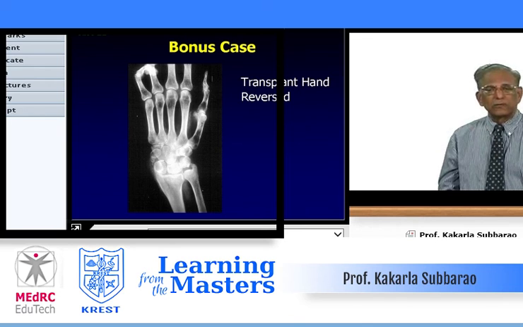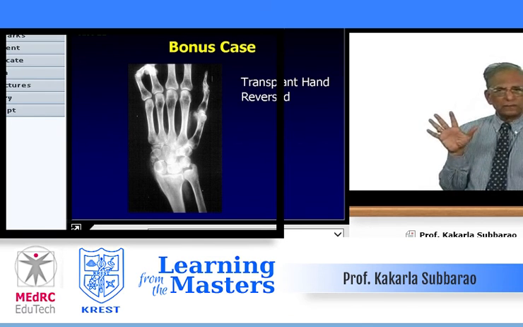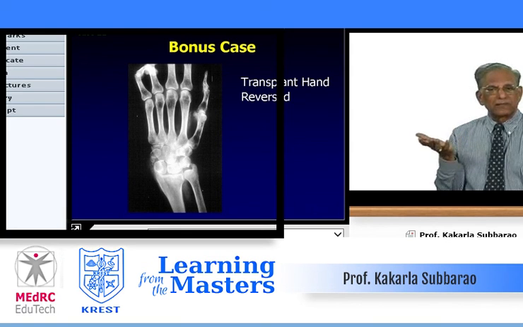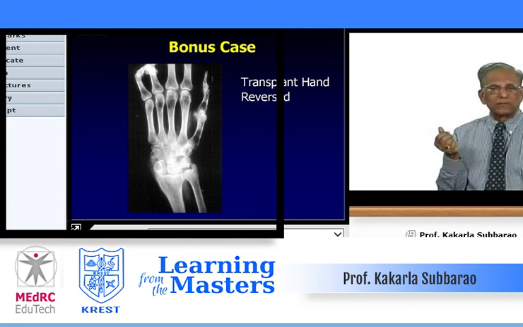Why is it unusual? Look at the hand. I said anatomical variation. Look at the radius. Obviously, it is on the lateral side. Look at the ulna. It should be on the medial side. But if you look at the carpus, where is the scaphoid? Scaphoid should be on the radial side. It is on the ulnar side. It is an unfortunate patient.